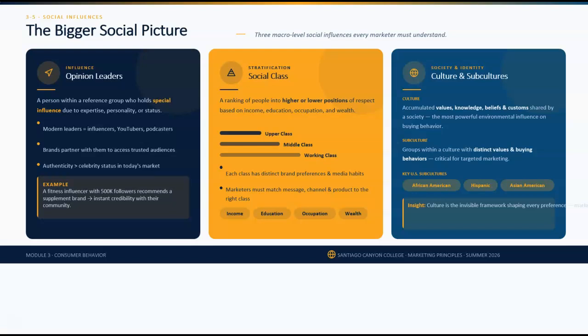Culture and subcultures: the accumulated values, knowledge, beliefs, and customs shared by a society, the most powerful environmental influence on buying behavior. Subcultures are groups within a culture with distinct values and buying behavior, critical for targeted marketing. Key U.S. subcultures include African American, Hispanic, and Asian American. Insight: culture is the invisible framework shaping every preference in marketing.